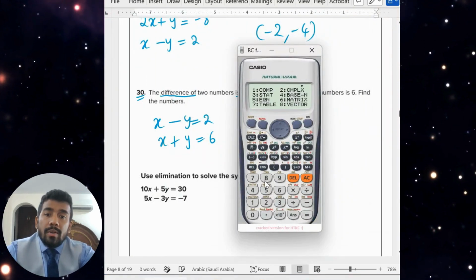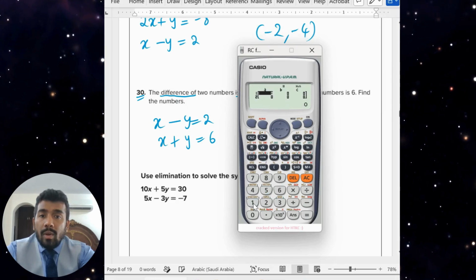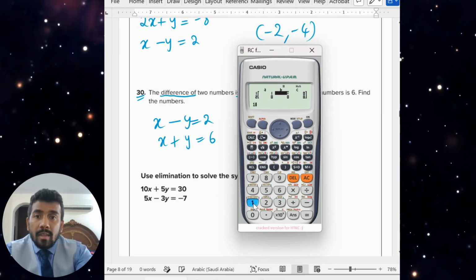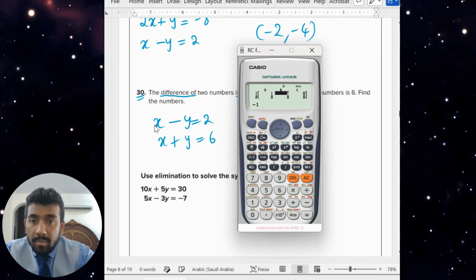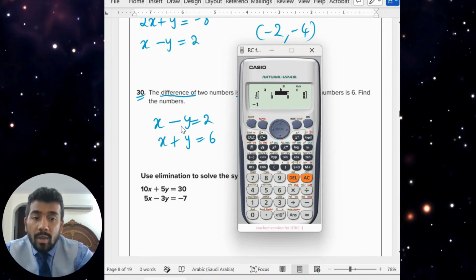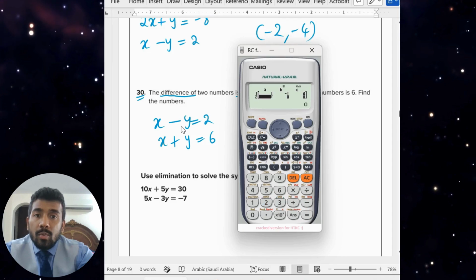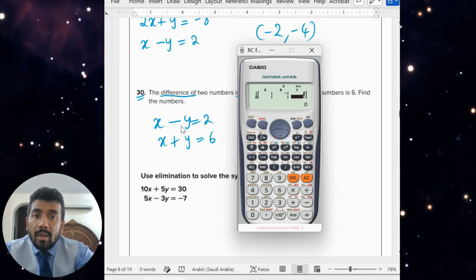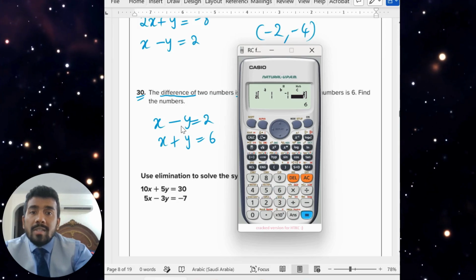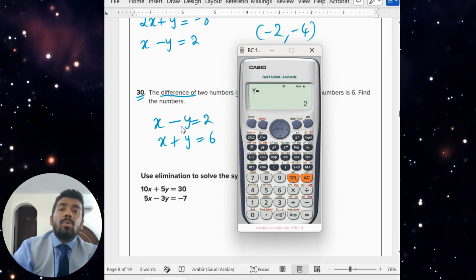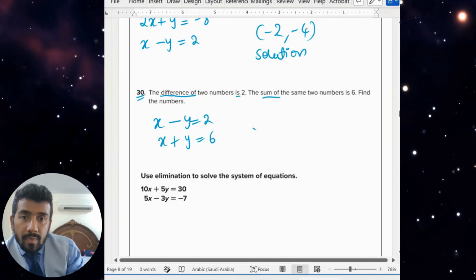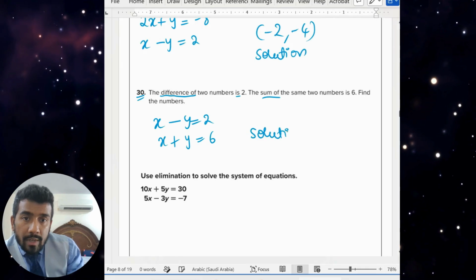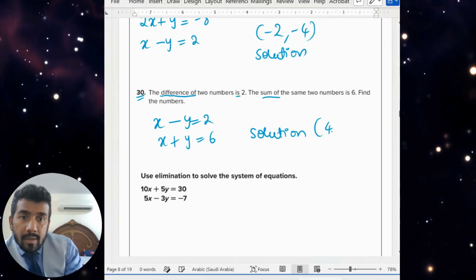What you will do is press Mode, then 1. The first number for x is 1, then you have minus 1, then 2. Then you have 1, then 1, and then 6. You have to be fast in this. So what are the two numbers you get? 4 and 2. So the solution you get is 4 and 2.